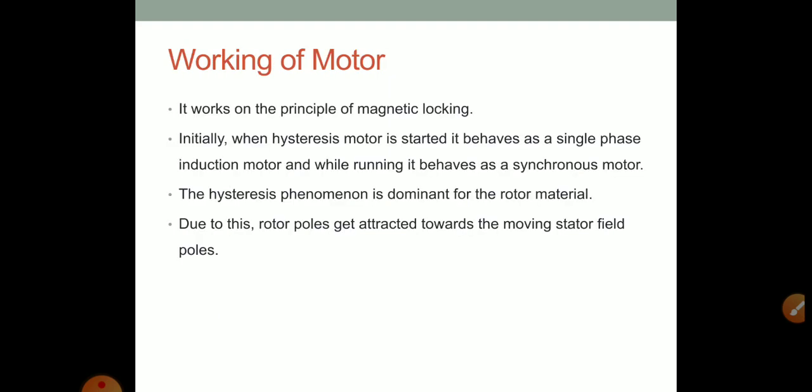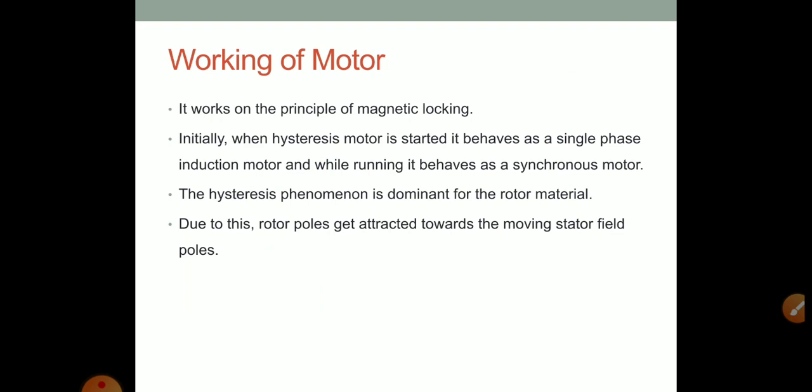Now next is working of hysteresis motor. The hysteresis motor basically works on the principle of magnetic locking. Magnetic locking means stator and rotor poles are locked with each other so that rotor poles start rotating at synchronous speed or stator field speed, that is Ns. So when the stator is energized with single phase AC supply, it produces a rotating magnetic field. Both main and auxiliary windings are energized continuously during start and running conditions.